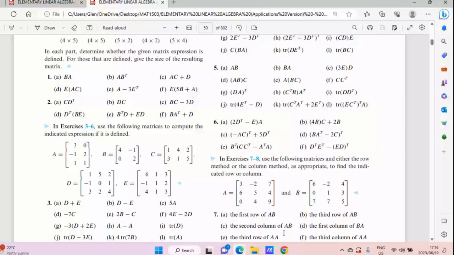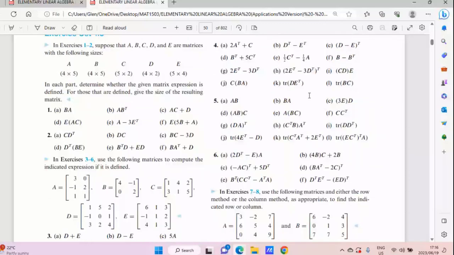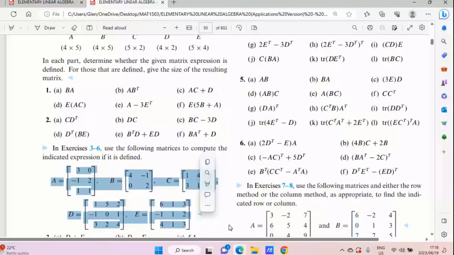All these questions are based on these matrices that I've highlighted here. Number H says, open bracket, the transpose of C multiplied by B, close bracket, multiplied by the transpose of A. Let's quickly work out number H.